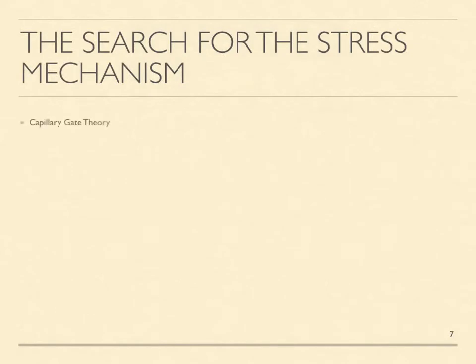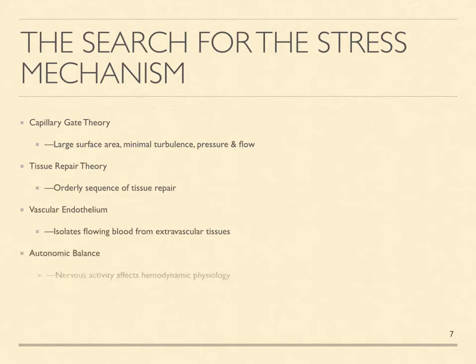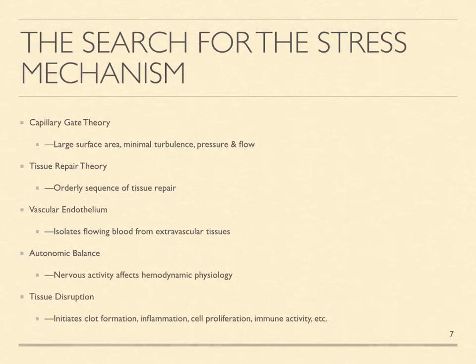Stress researchers developed two important theories to explain the nature of Selye's mechanism. They knew that capillary surface area is greater than all other vessels combined, and that capillary turbulence, pressure, and flow are all minimal, so they postulated that a submicroscopic capillary gate mechanism regulates capillary flow. This became known as capillary gate theory. They postulated that a single mechanism orchestrates the orderly sequence of tissue repair. This became known as tissue repair theory.